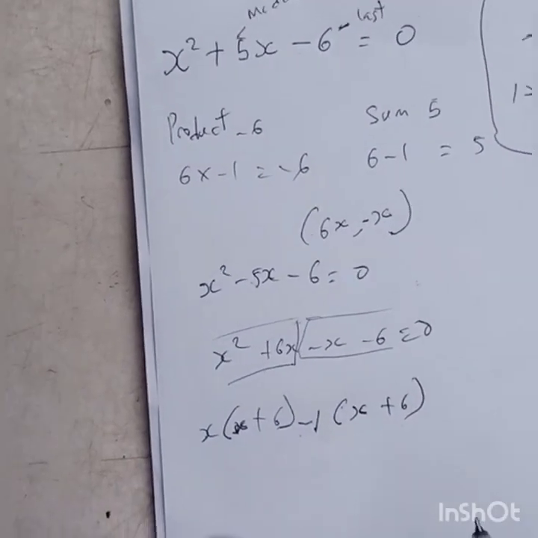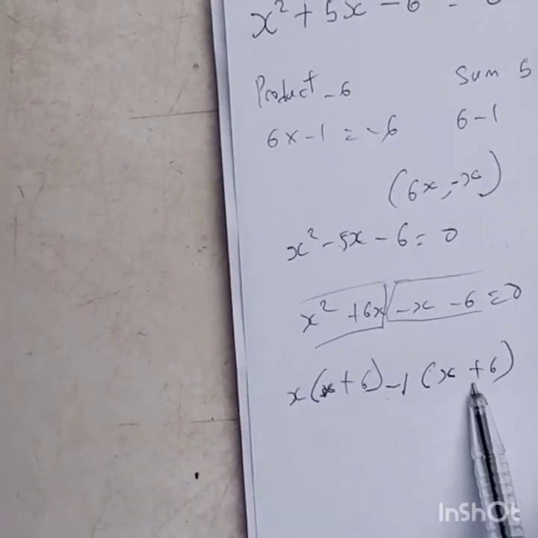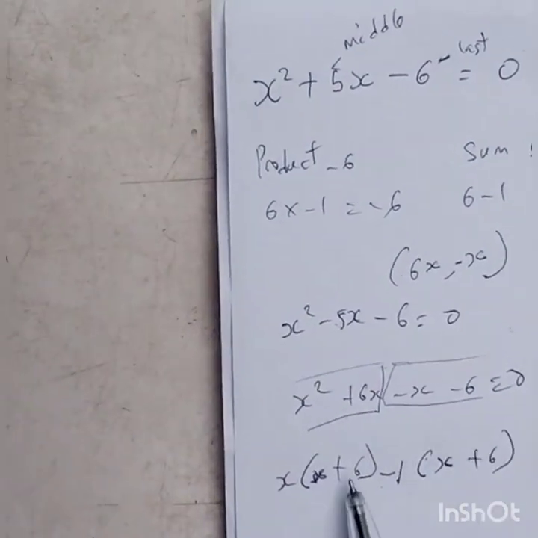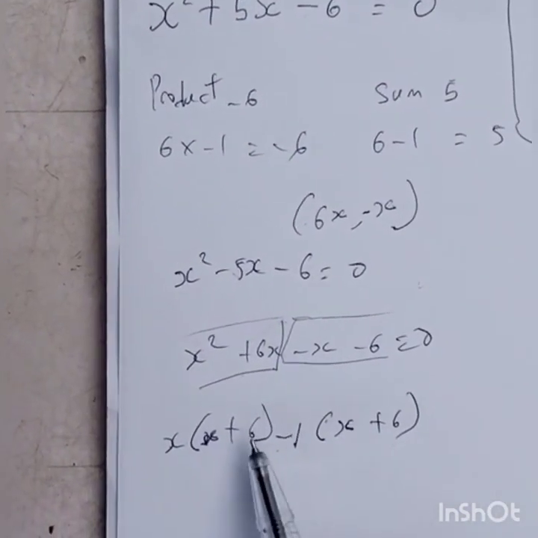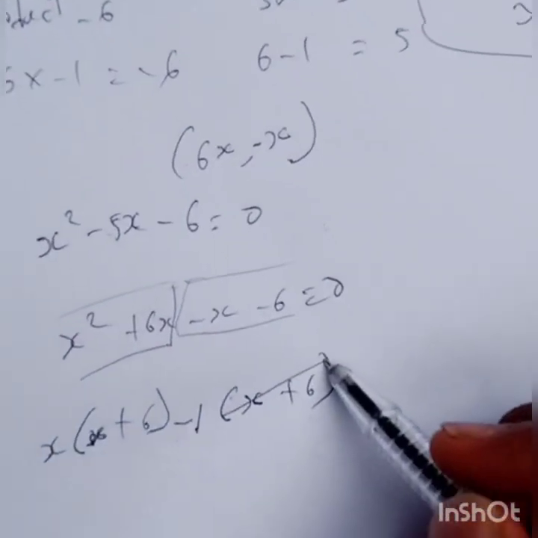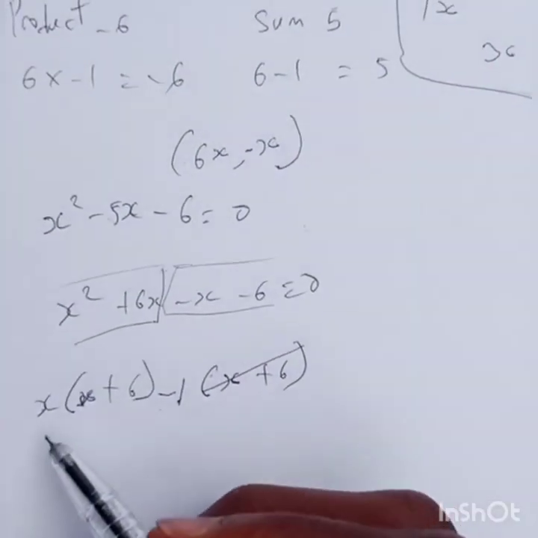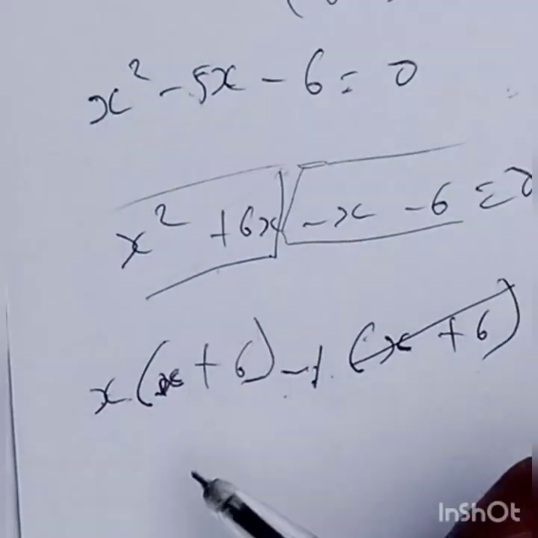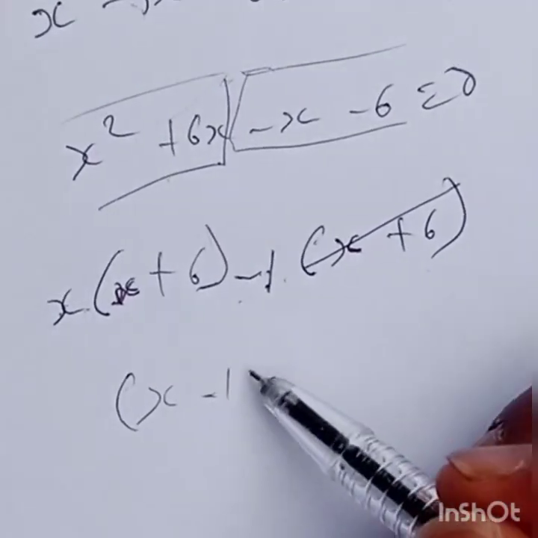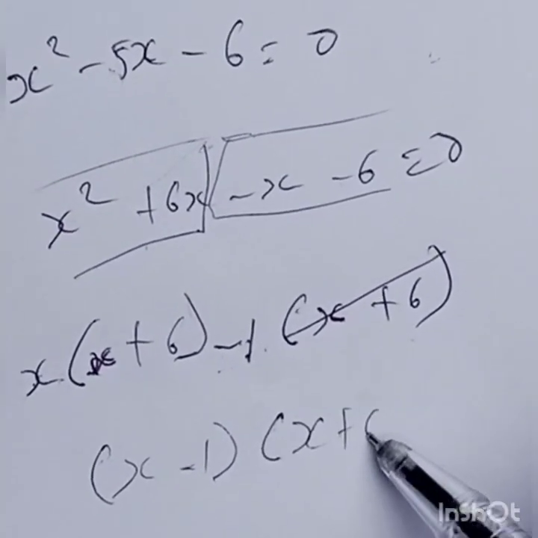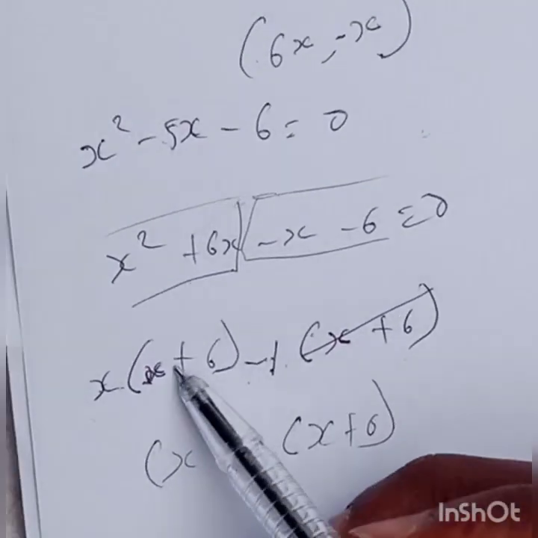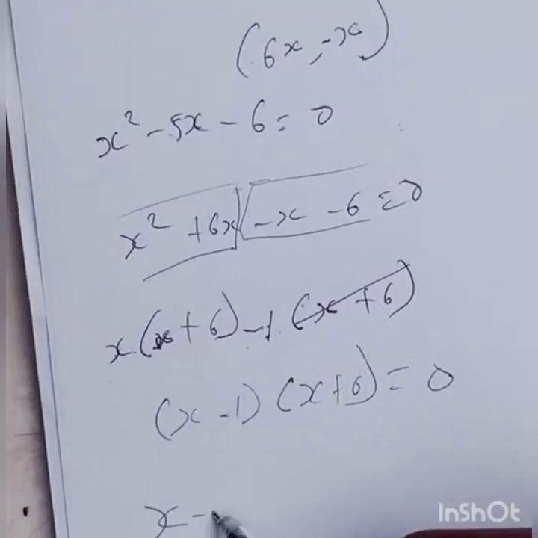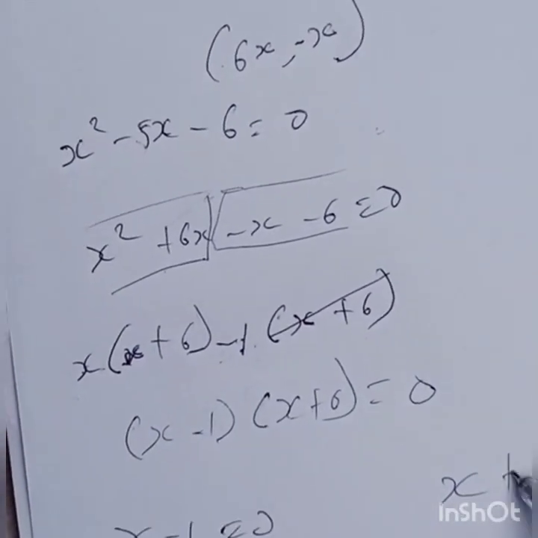Now in this equation, since we have something in common in the bracket, we eliminate one and bring the common factors together. That will be x minus 1 and x plus 6, the two common factors, and we bring them together, equal to 0. Then we separate them: x minus 1 is equal to 0, and x plus 6 is equal to 0.